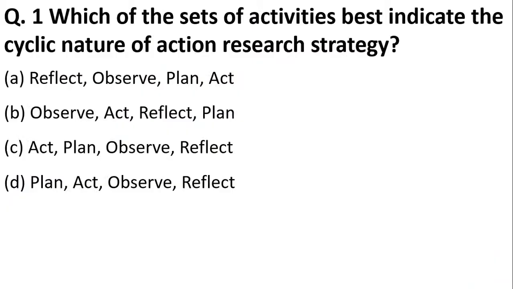Which of the set of activities best indicates cyclic nature of action research strategy? So the options here are: reflect, observe, plan, action; observe, act, reflect, plan; action, plan, observe, reflect; plan, action, observe, reflect.